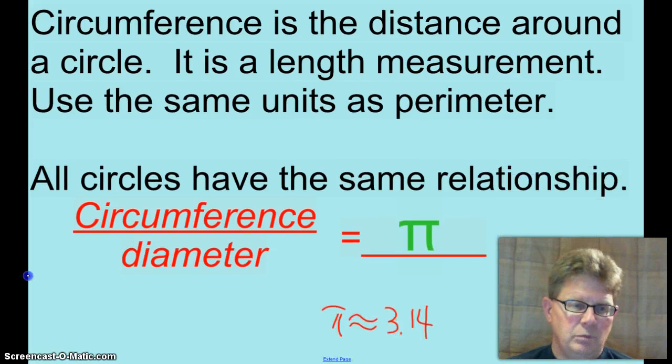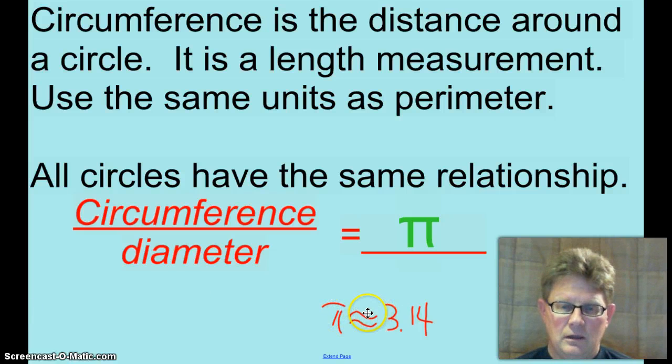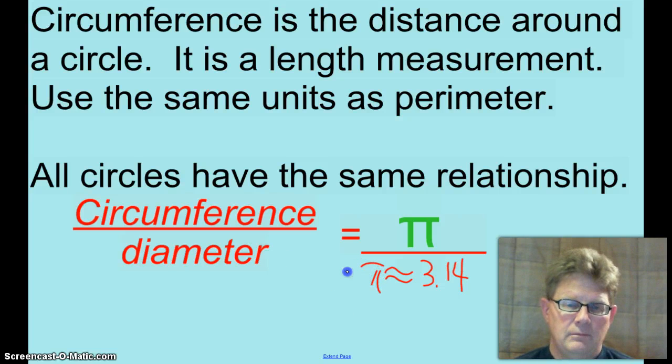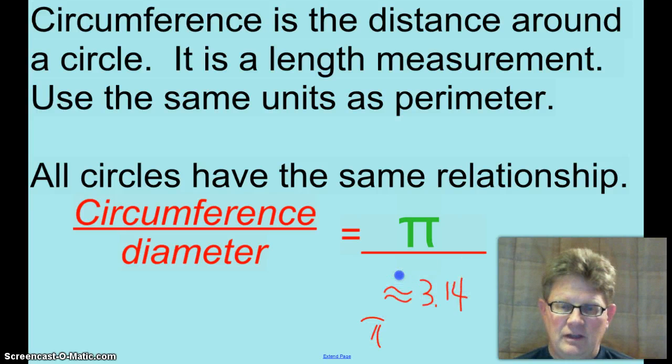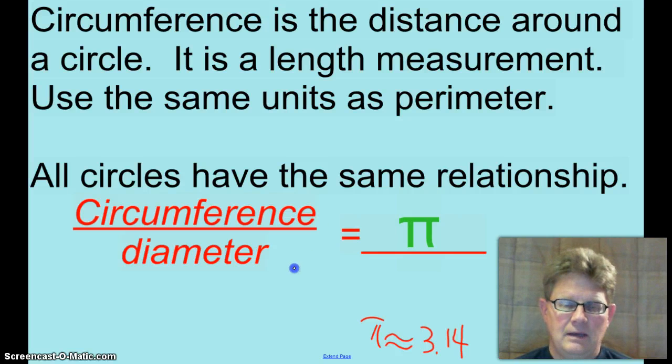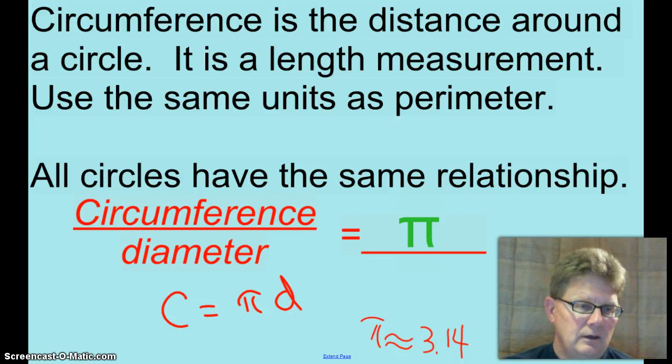And for all intents and purposes, right now we will use pi equaling approximately 3.14. Hey, hold on a minute. If I take this equation right here and I multiply both sides by the diameter, what do I get? Well, you should get the following formula. You should get the circumference equals pi times the diameter. And let's go ahead and move on.